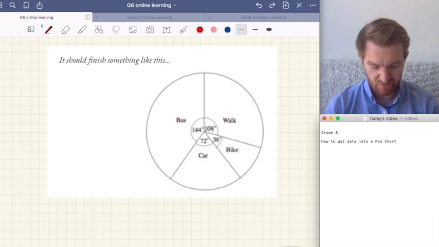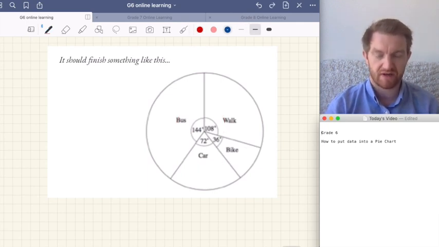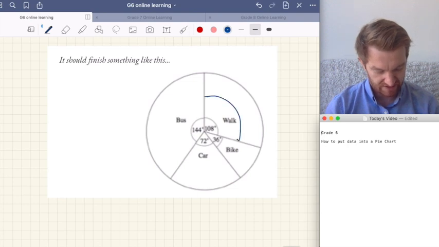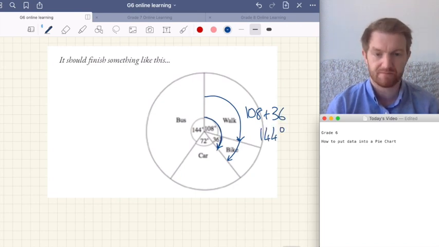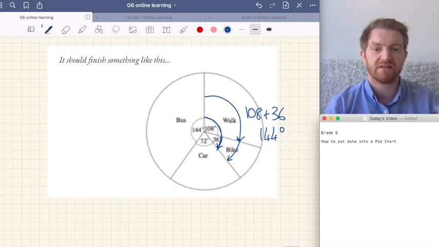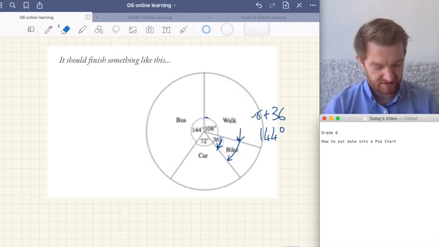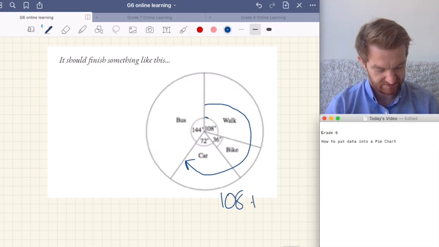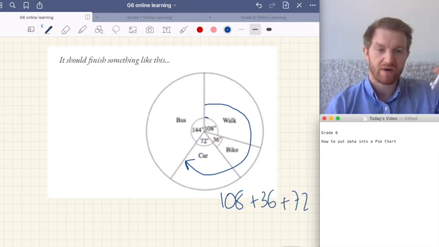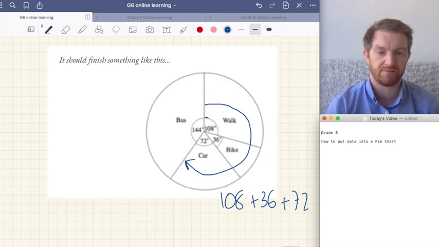Now, if you were to measure what we've done here, when we went 108 degrees, we've then, like I said, gone 36 degrees more. So altogether, if you included both of those, it would be 108 plus 36. It would be 144 degrees. It would be this bit here. Okay, so it's 108 plus 36. And obviously that keeps happening all the way round. If we were to go from here all the way around to here, it would be 108 plus 36 plus 72. We keep adding on more as we turn around.